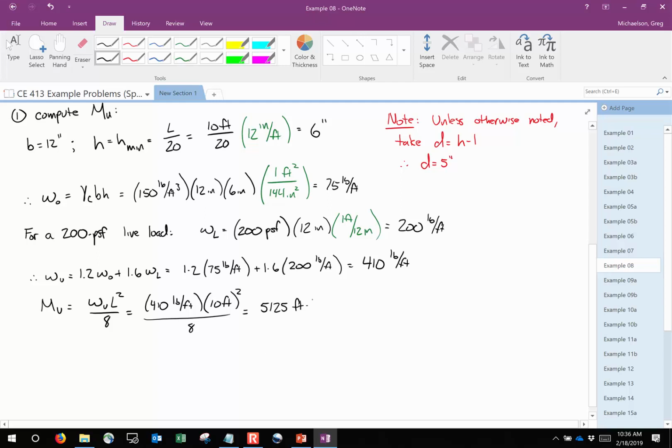5125 foot pounds because we're still in pounds per foot. So what would this be in foot kips? So what did I say earlier about the moments being tiny? That's going to happen. That's okay. When you're looking at slabs, you're usually dealing with like 5 foot kips. Like it's really tiny. That's okay. Don't let that freak you out.